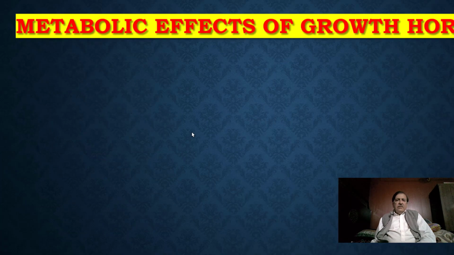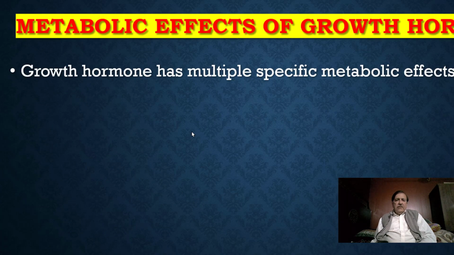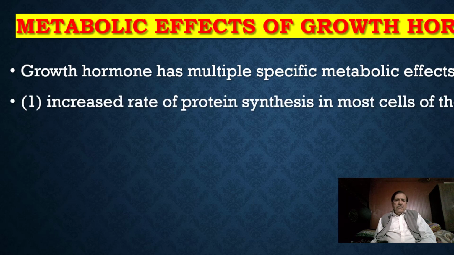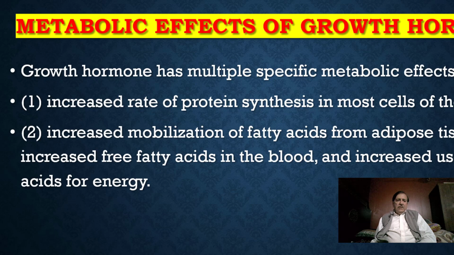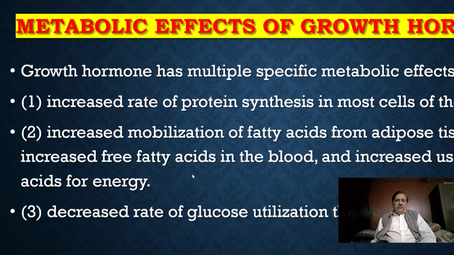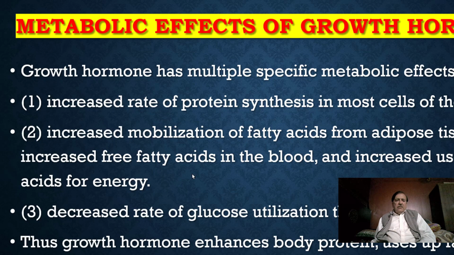Metabolic effects of growth hormone. Growth hormone has multiple specific metabolic effects including increased rate of protein synthesis in most cells of the body, increased mobilization of fatty acids from adipose tissue, increased free fatty acids in the blood, and increased use of fatty acids for energy. Decreased rate of glucose utilization throughout the body. Thus, growth hormone enhances body protein, uses up fat stores and conserves carbohydrate.